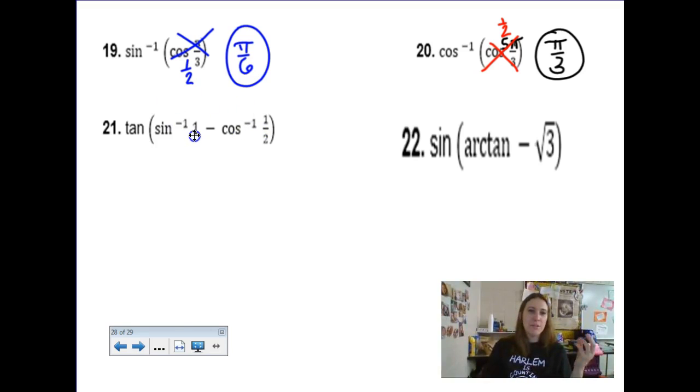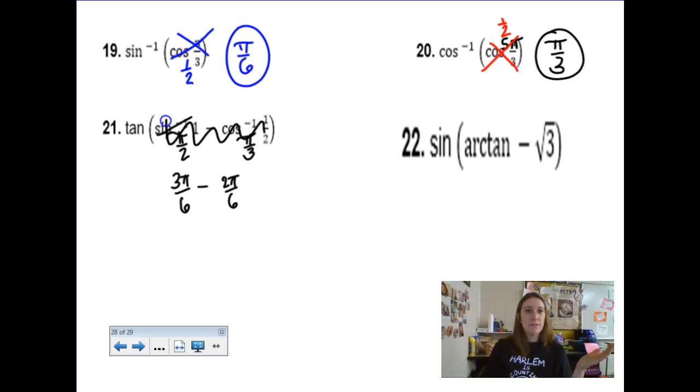So let's look here. Always start on the inside. Arc sine producing a positive 1. So if I think about where arc sine is defined, sine comes out to positive 1 up there at the top of the unit circle, at pi over 2. So that's pi over 2. And then arc cosine, think about where that's defined, producing a 1/2. That would be at pi over 3. So pi over 2 minus pi over 3, got to get common denominators, right? So this is 3 pi over 6 minus 2 pi over 6, which would be 1 pi over 6.